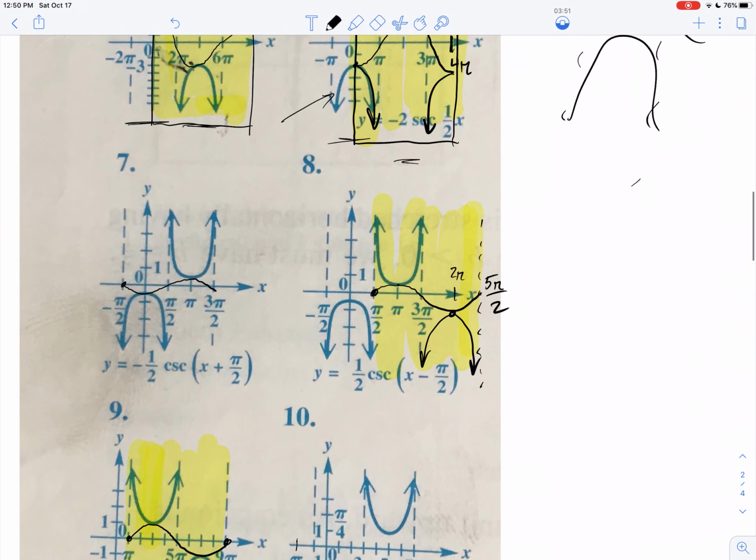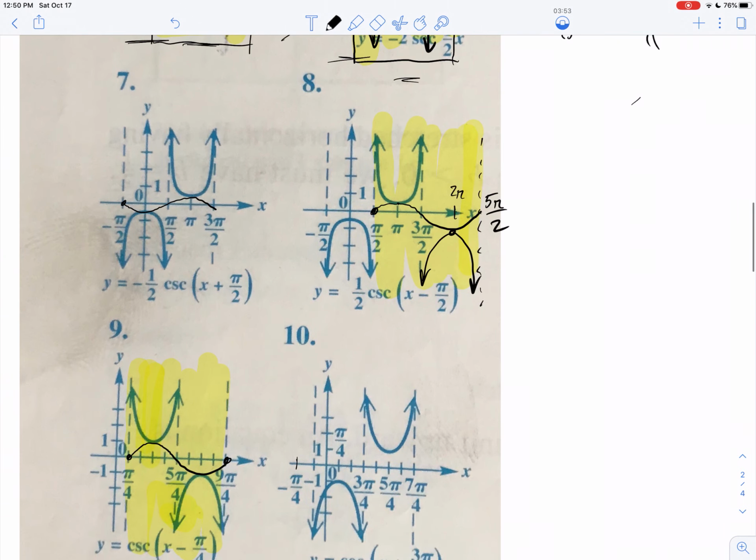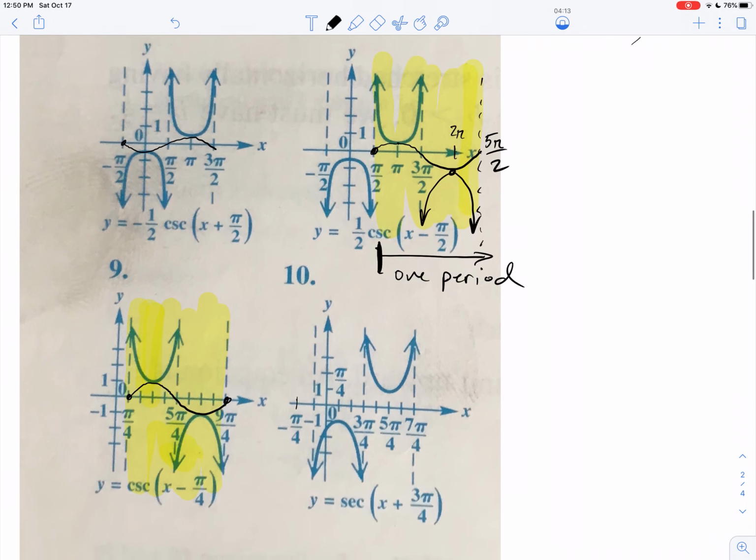But number 8, once again, they messed it up. If they were going to graph one period start to stop, that would have been where it starts. That would have been one period. I don't know why they graphed it that way. I really don't. But the highlighted part would be the part you would want to check against. So I did leave it the way they have it here.